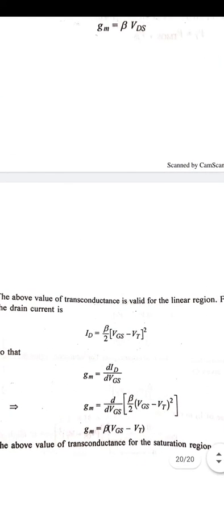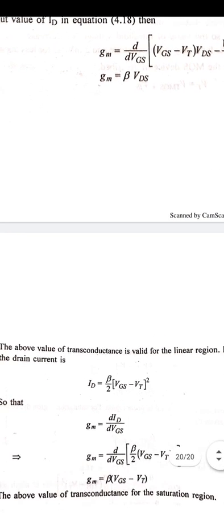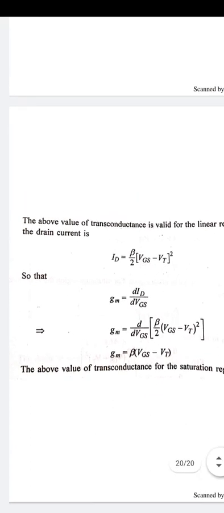So according to that I get two relationships: GM is equal to beta into VDS in the non-saturated region, that is, in the linear region the transconductance value depends on the VDS value, and in the saturation region GM is equal to beta (VGS minus VT), meaning it depends on the VGS minus VT value, and beta is our process transconductance parameter, that is mu n Cox, or half mu n Cox. So these are the transconductance values for the saturated and non-saturated regions.